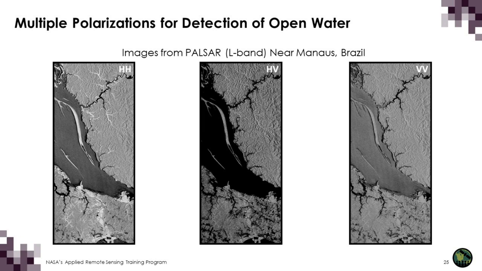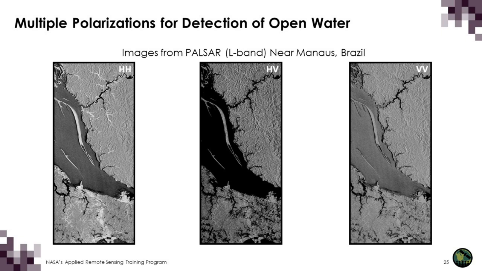So remember I mentioned that the more times that signal scatters, like when you have a volume, like a canopy, the more times it scatters, the higher the likelihood that that signal will depolarize. Well, in the case of a smooth surface like open water, it doesn't scatter multiple times, and that's why the signal does not depolarize, and it tends to be very low with HV.